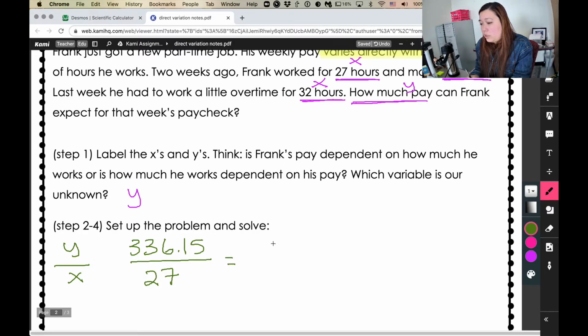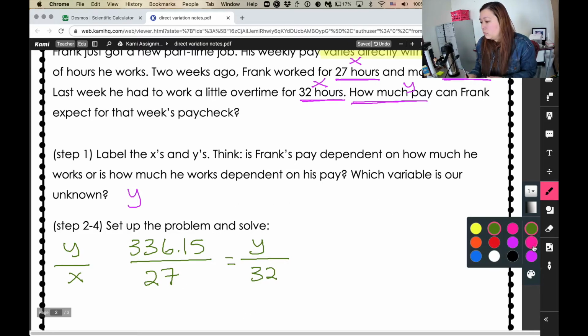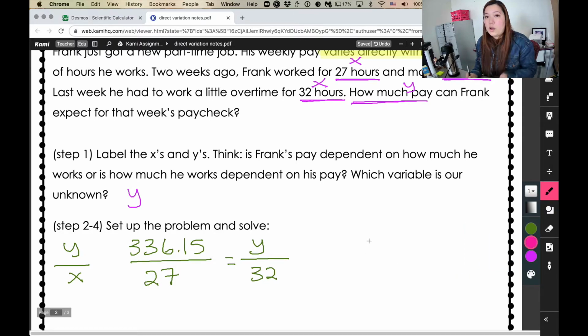We don't know what the other Y is. That's what we're trying to find out. So we're just going to leave it as Y. We don't know, that's our unknown. But we do have the other X, which is 32 hours. So in 32 hours of work, he will make how much money? That's what we're trying to find out. So step 2, done. Step 3, we are going to now cross multiply.